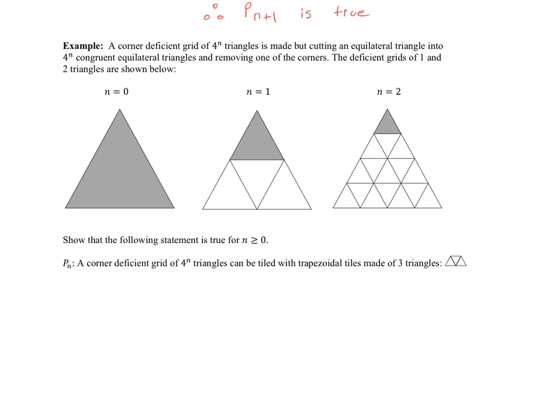Okay, so what are we supposed to do with these corner deficient grids? We're supposed to show that the following statement is true. A corner deficient grid of 4 to the power n triangles can be tiled with trapezoidal tiles made of 3 triangles, just like that. Now we can shift these trapezoidal shapes by rotating them if you like. You could reflect them, but that doesn't really change too much. Rotate them any direction you like and try to fit them into the shapes from above so that they're tiled.